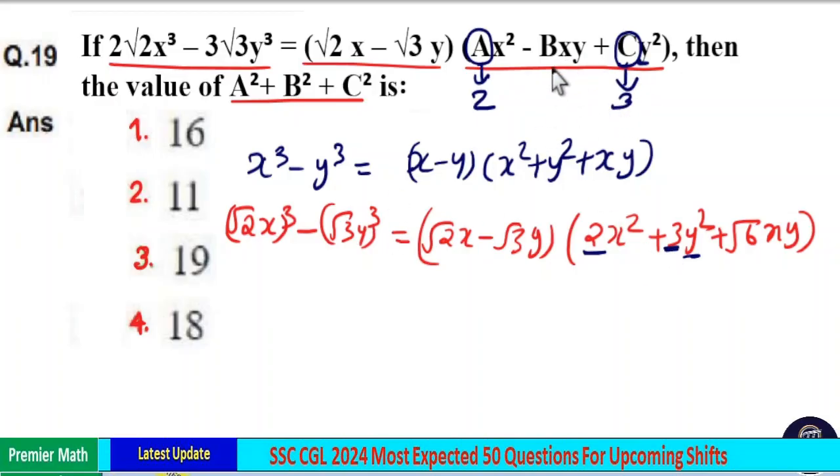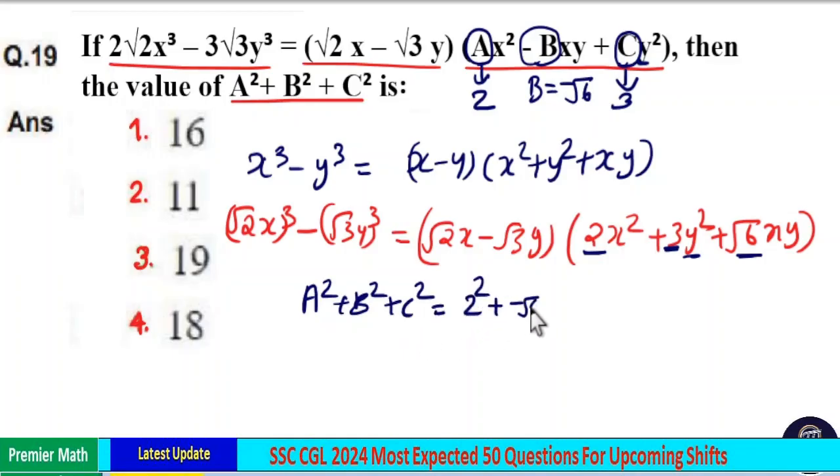Now xy coefficient is minus b. And here xy coefficient is root 6. So minus b is equal to root 6, which means b is equal to minus root 6. Now a square plus b square plus c square is equal to 2 square plus minus root 6 the whole square plus 3 square, which is equal to 4 plus 6 plus 9 is 19. So option 3 is your answer.